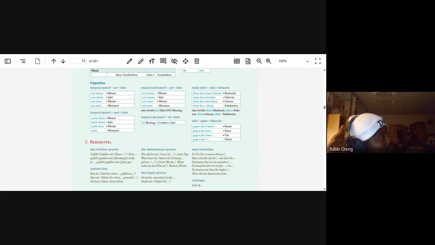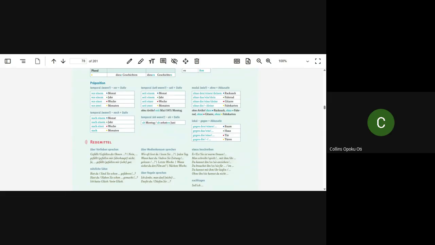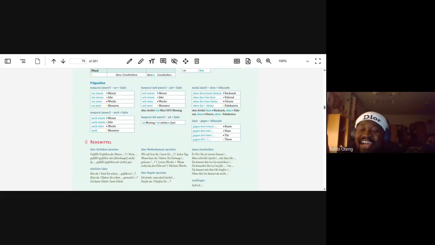4 days ago. Vor 4 Tagen. Vor 4 Tagen. Tagen, dative plural. Hey, dative, the plural takes what? N endings. Okay, vor 4 Tagen. Done? Yeah. So 2 weeks ago will be what? Vor 2 Wochen. Because the plural is still the same, the Wochen.